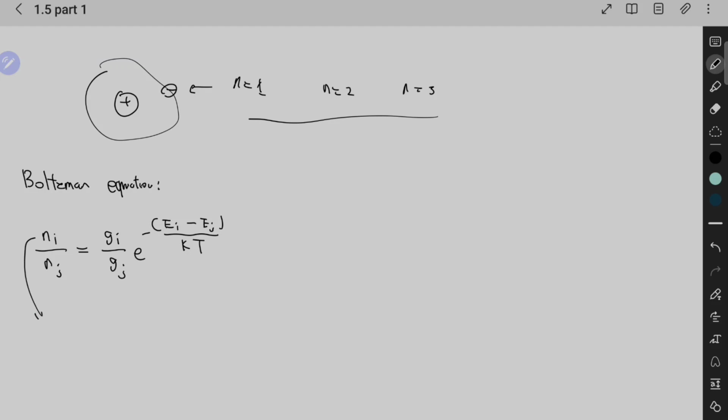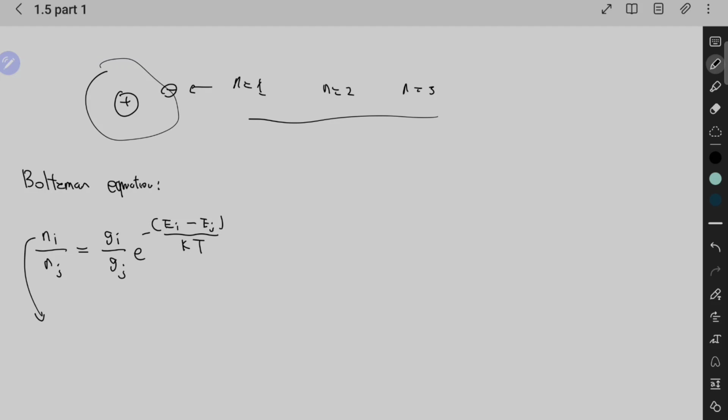This N_i right here, what does it stand for? It stands for the number of atoms per unit volume in energy level i of the iron. So basically, put in simple terms, it tells you how many electrons are in a particular level you want to choose. So what can this equation do? What can it tell us?